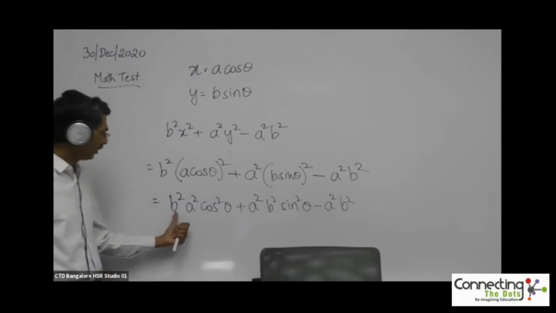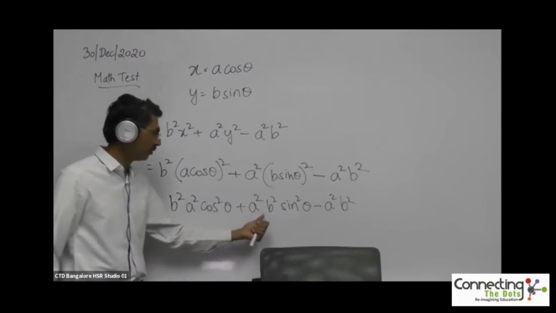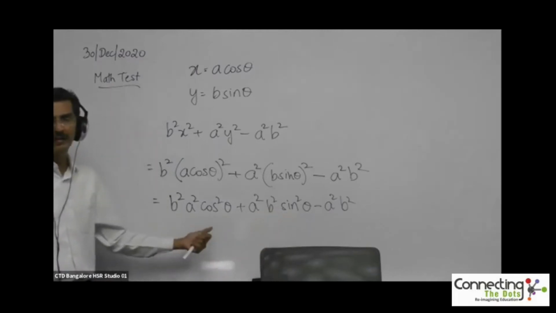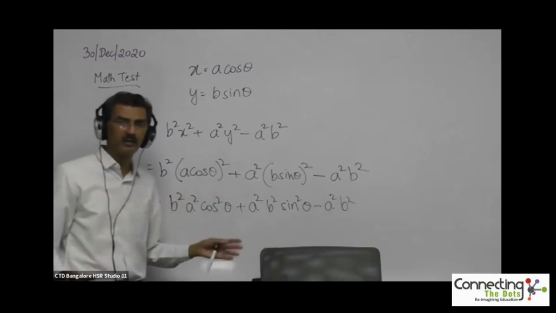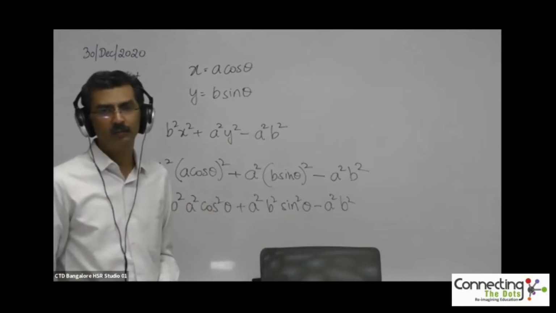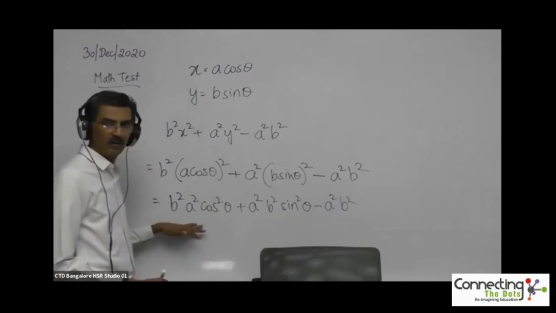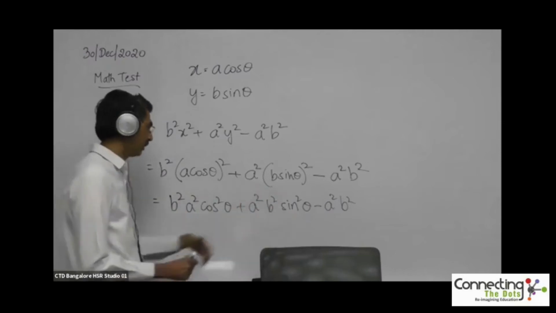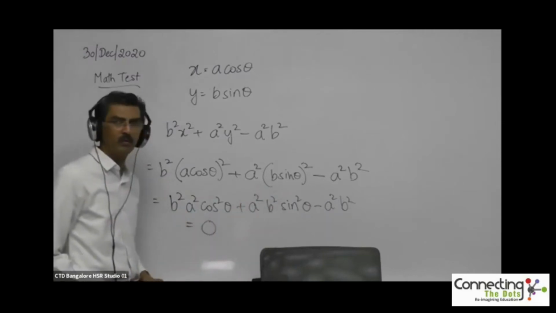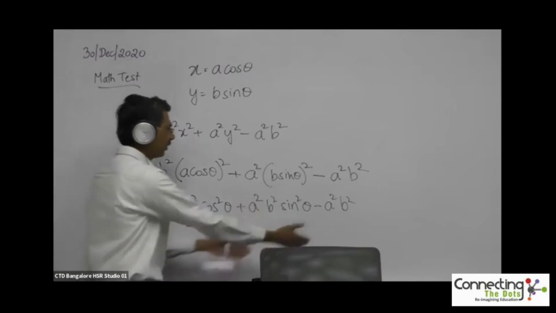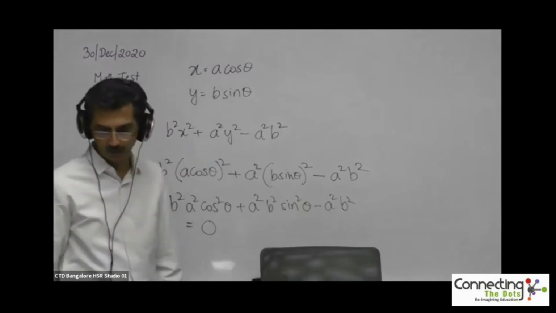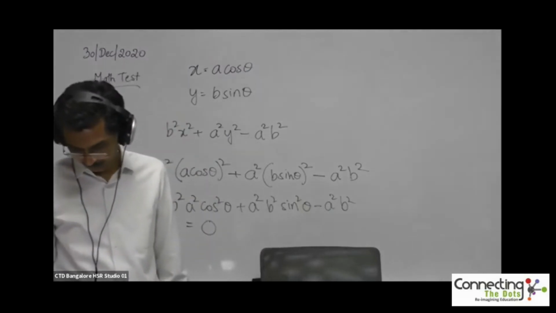So this is a square b square cos square theta. This is a square b square sine square theta. You can add them up by taking a square b square common to the first two terms. So it becomes a square b square and within brackets cos square theta plus sine square theta. You see that? So you get a square b square here and then minus this. This turns out to be 0. So this is a square b square and that is a square b square. So 0. That was the third one.